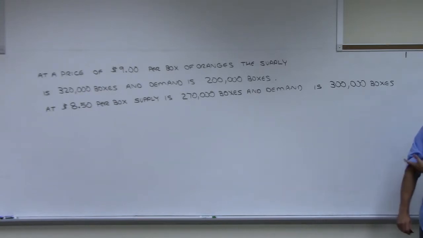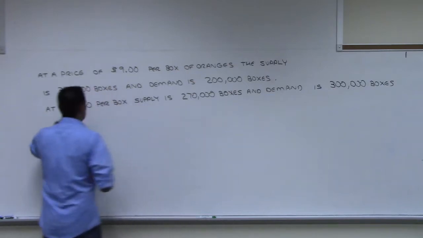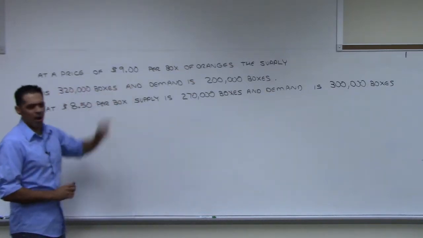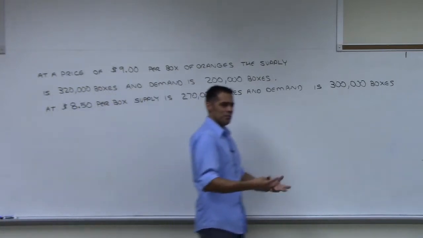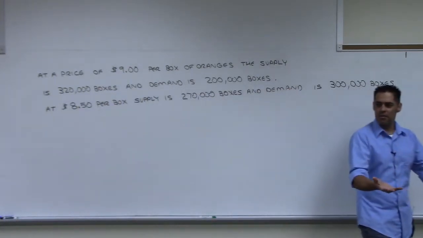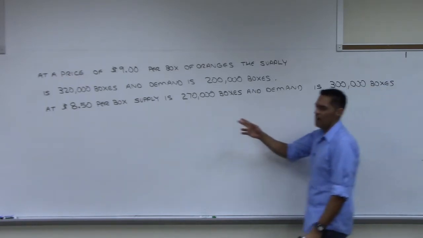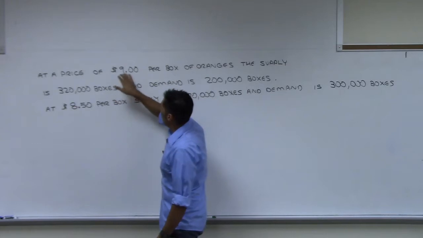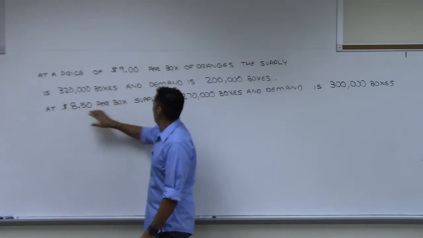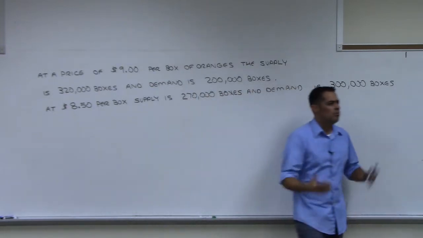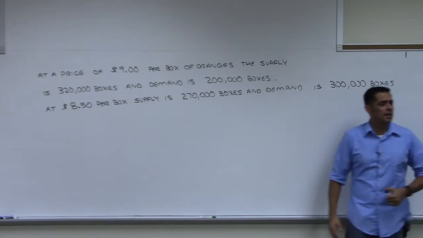Now, let's just think about this in terms of a business. Why is the supply changing with the price? I mean, you would think, you've got your trees, you've got your oranges, there they are. You're going to have the same amount of oranges no matter what you charge, right? What do you think could affect the supply? At $9, I can supply this many. At $8.50, I can only supply this many. Why? Do y'all understand the question? Give me an example.